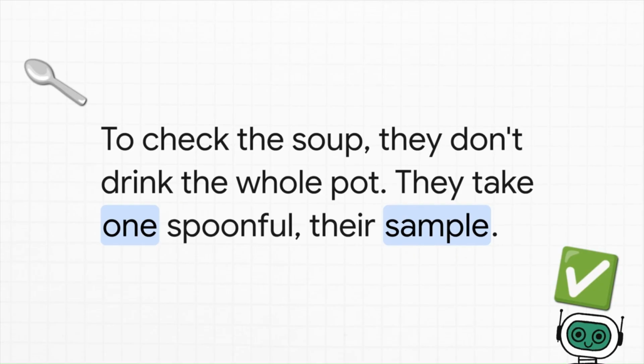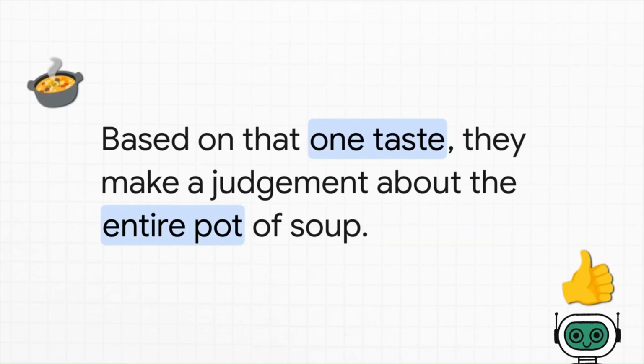This spoonful is their sample, and they can know everything about this one spoonful. The exact salt level, the temperature, the texture, they can describe it perfectly. But here's the thing, just describing the spoonful isn't the real goal, is it? The point is to make a call on the entire pot of soup. Based on that one little taste, they have to decide, does the whole batch need more seasoning? Is it ready to go out? That jump from the known spoonful to the unknown pot, that is the very heart of statistics.